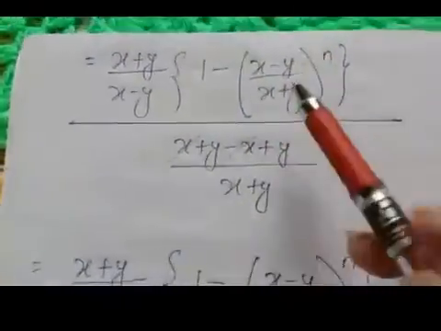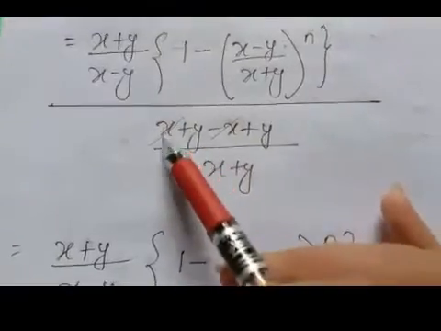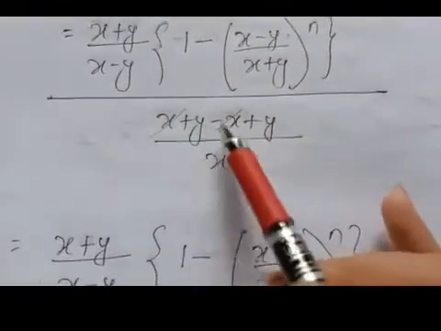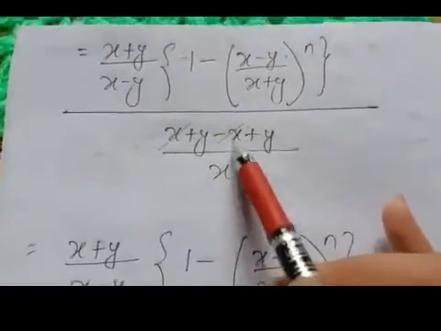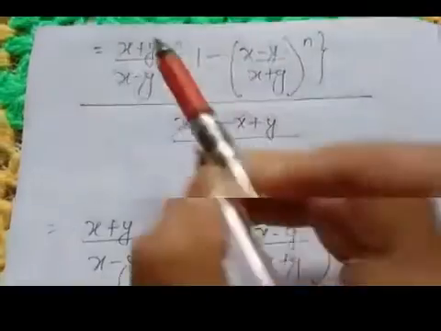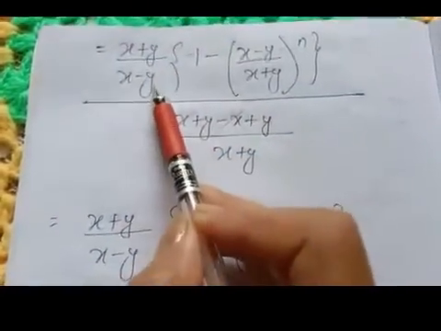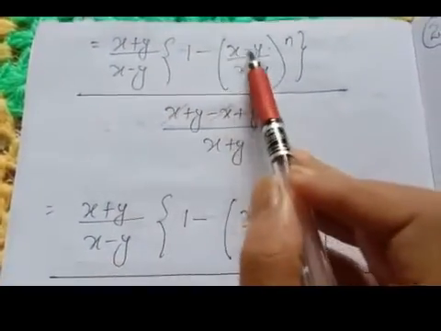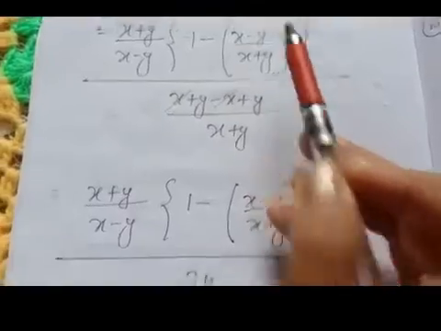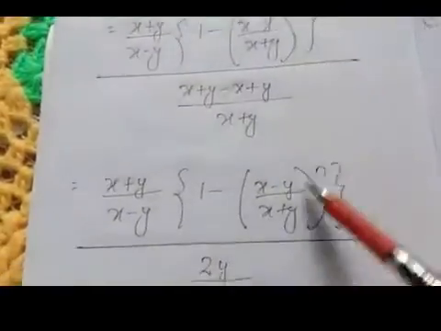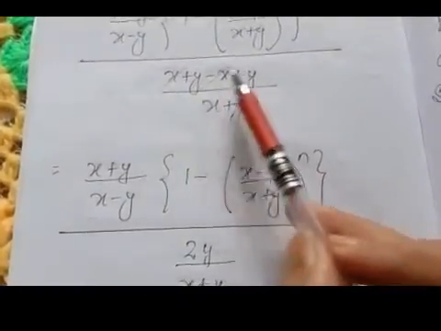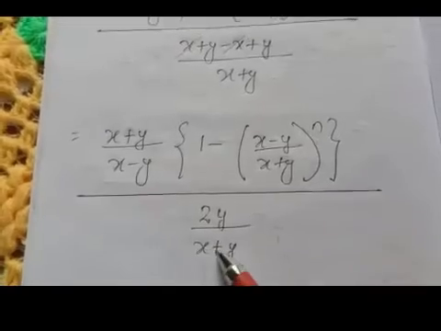Then the numerator will remain the same. In the denominator, you just open the bracket: x + y − x + y. Minus x and plus x cancel. So (x + y) by (x − y), bracket 1 − ((x − y) by (x + y)) to the power n will be the numerator, same. And the denominator is y + y = 2y divided by (x + y).